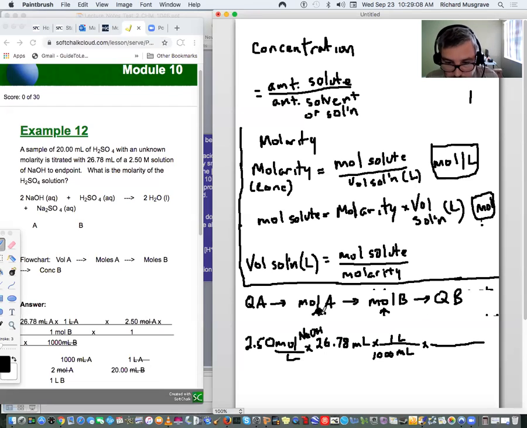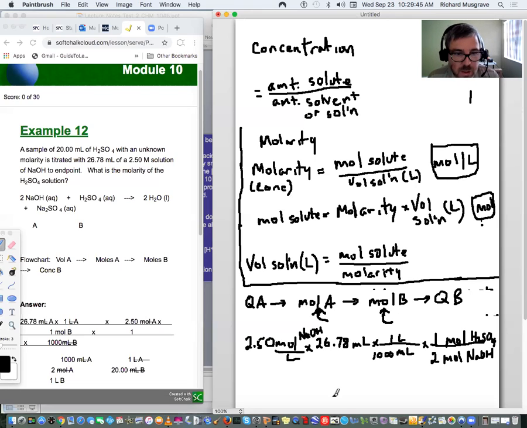The next, so at this point, this is where we would be. We would be at moles of NaOH. The next place we want to go is moles of H2SO4. We know that those moles of NaOH will cancel. So it'd be 2 moles of NaOH to 1 mole of H2SO4, and we get that from the reaction. You can see it's 2 to 1 here. At this point, we would be at moles of H2SO4 in the flowchart.